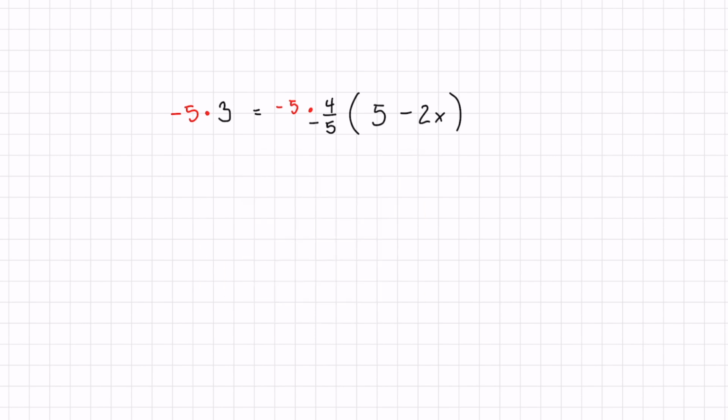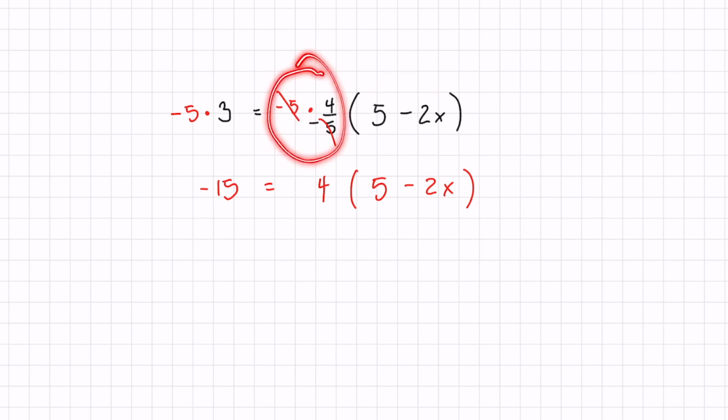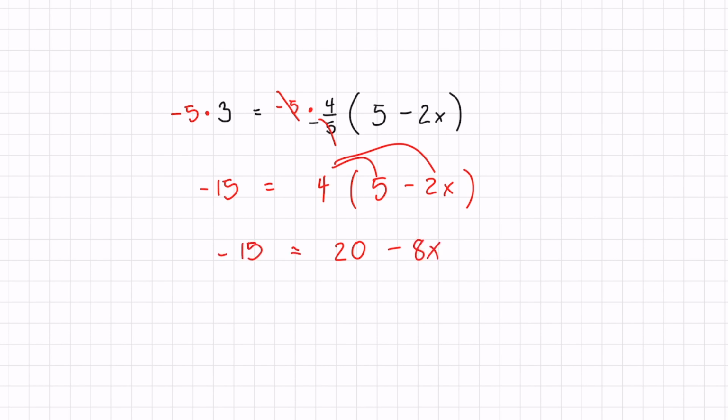So a -5 times 3, I get -15 equals. These cancel, and all I'm left with is that 4 in front of the parentheses, 5 minus 2x. Once again, I just want to repeat, you don't have to multiply these by -5, only the fraction that's in front of the parentheses. And now I got a simple equation that you can do in your sleep. 4 times 5 is 20. 4 times -2x is -8x. You've probably done this 1,000 times, so you don't need this explanation.